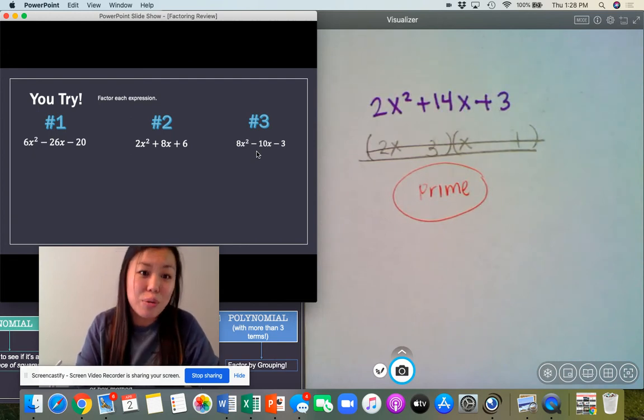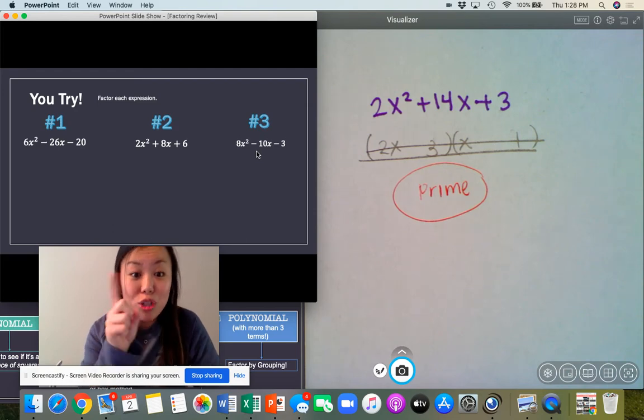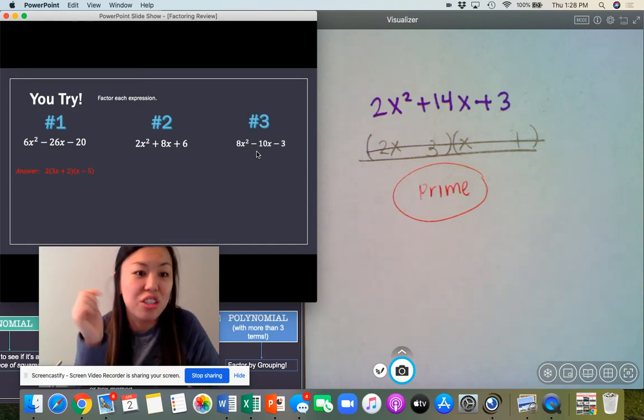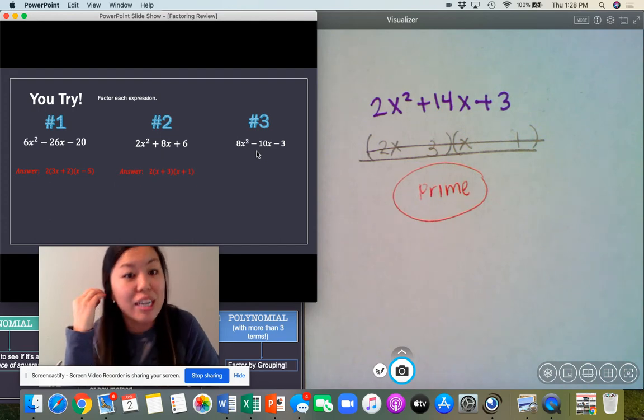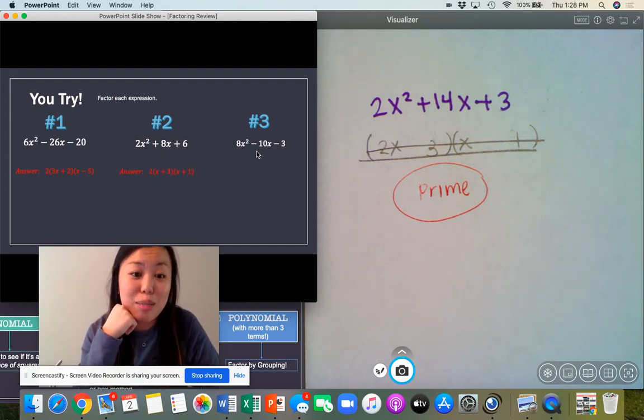All right, so hopefully you've solved it. No cheating, right? So let's look at our examples. For number 1, you should have gotten the solution of 2 times the quantity 3x plus 2 times the quantity x minus 5. Did you get that correct? Hope so. Let's look at number 2. You should have been able to factor out a GCF first, and then your final answer should have been 2 times the quantity x plus 3 times the quantity x plus 1. For number 3, you should have gotten the quantity 2x minus 3 times the quantity 4x plus 1.